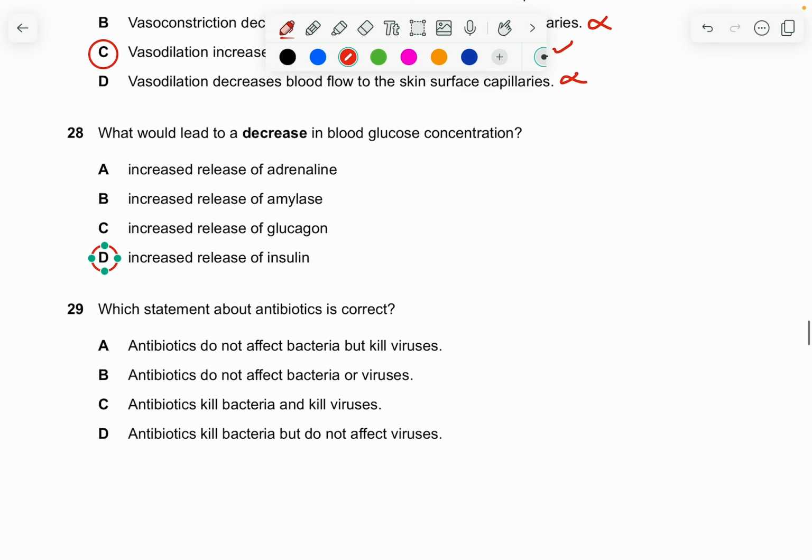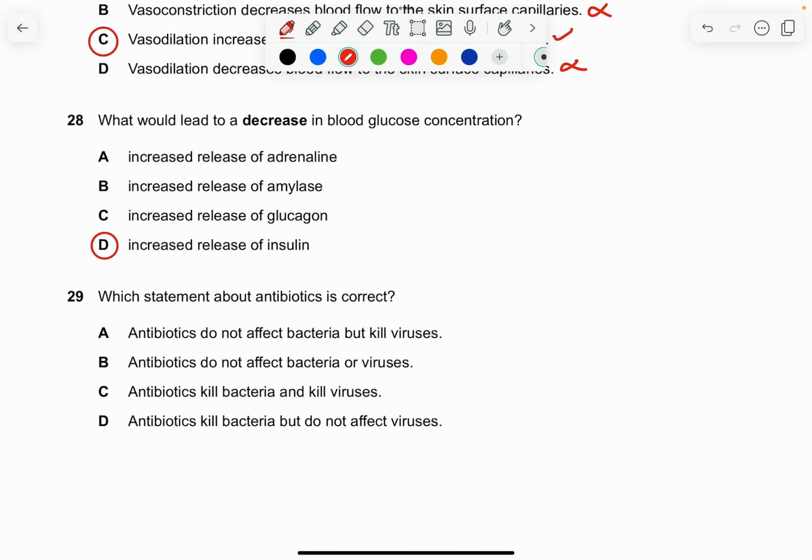Okay, let's go to question 29. Which statement about antibiotics is correct? So antibiotics do not affect bacteria but kill viruses. This is wrong. Antibiotics do not affect bacterial viruses. This is also wrong. Antibiotics kill bacteria and kill viruses. This is also wrong. Antibiotics kill bacteria but do not affect viruses. This is correct. Remember that antibiotics are always on bacteria, not on viruses.